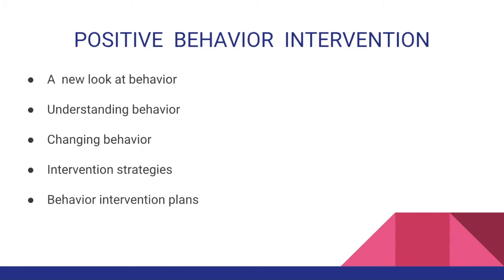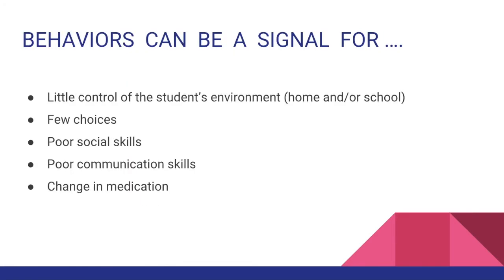Positive behavior intervention. It's looking at the behavior in a new way. It's making sure you understand the behavior, changing the behavior, implementing intervention strategies, and those behavior intervention plans. Behaviors from a student can be a signal for the student having little control over their environment, whether at home and/or school, having few choices, poor social skills, poor communication skills, and sometimes a change in medication.